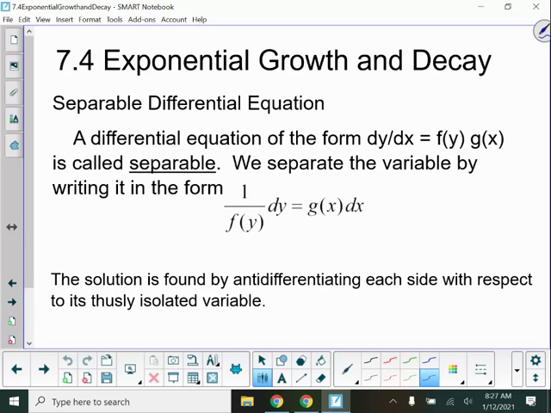A differential equation of the form dy/dx is equal to some function of y times some function of x is called separable. We separate the variables by writing it in the form 1 over f(y) dy equals g(x) dx. So basically you're going to divide by whatever the function is that has the y in it to move it over to the left with the dy. You're going to multiply by the dx to put the dx on the right so that you have the x terms on one side and the y terms on the other. Then we find the solution by anti-differentiating each side with respect to its thusly isolated variable.